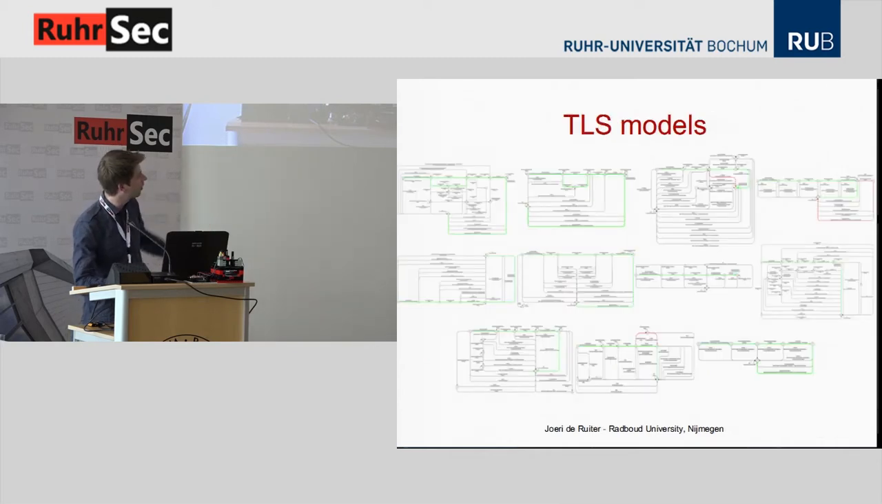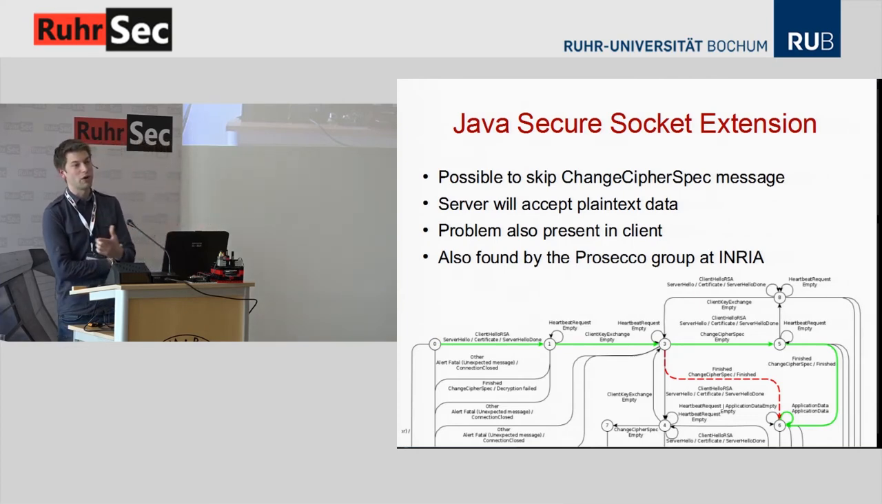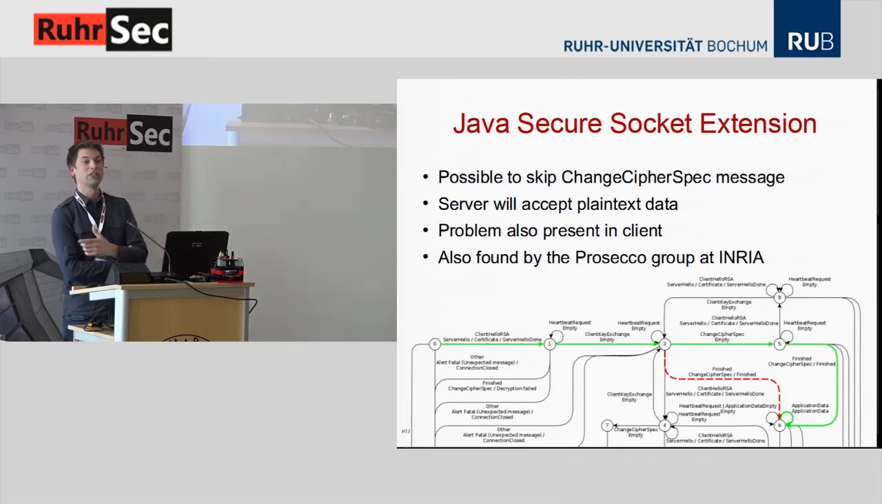So here you can see all kinds of different models. These are all different implementations, and they all look different. This was one of the more interesting things that we came across. In the Java version, you could actually just skip the change cipherspec message. Recall that this change cipherspec message indicates that from now on, you're encrypting all your data. So if you skip this message, then after this, you can just start communicating, or at least sending data in plain text. That's exactly what happened here.